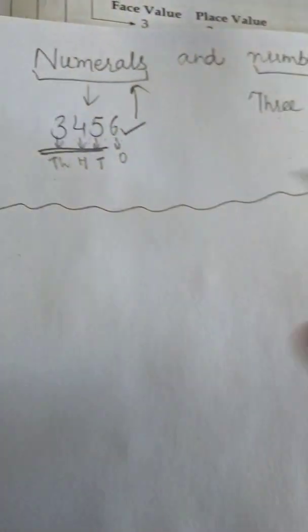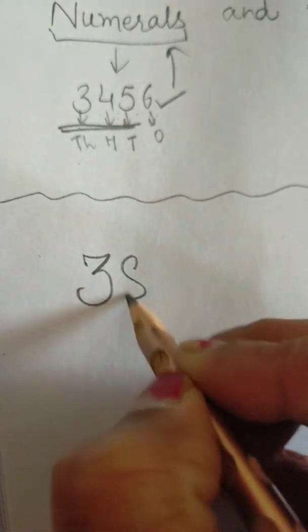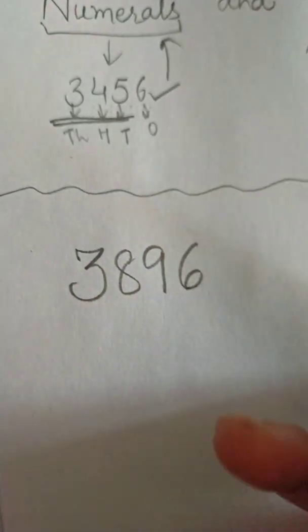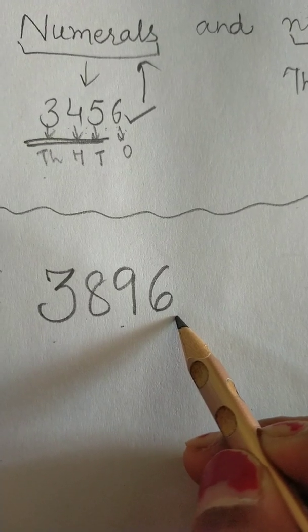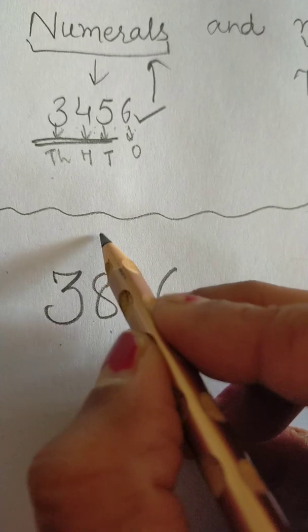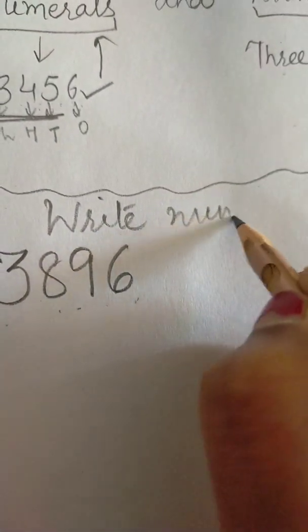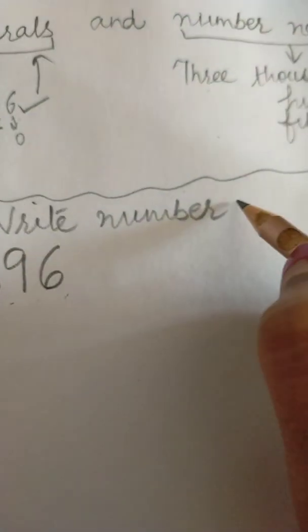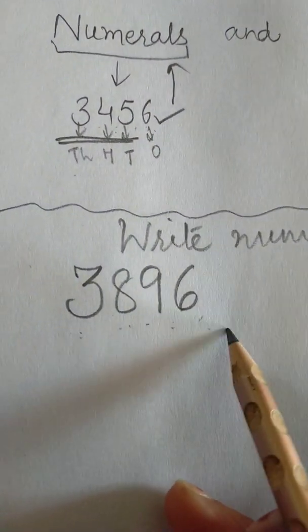Firstly, I am giving one example to you. For example, a number is given to you, and we have to write it in number names. The heading is: write number names. This number is given to you.